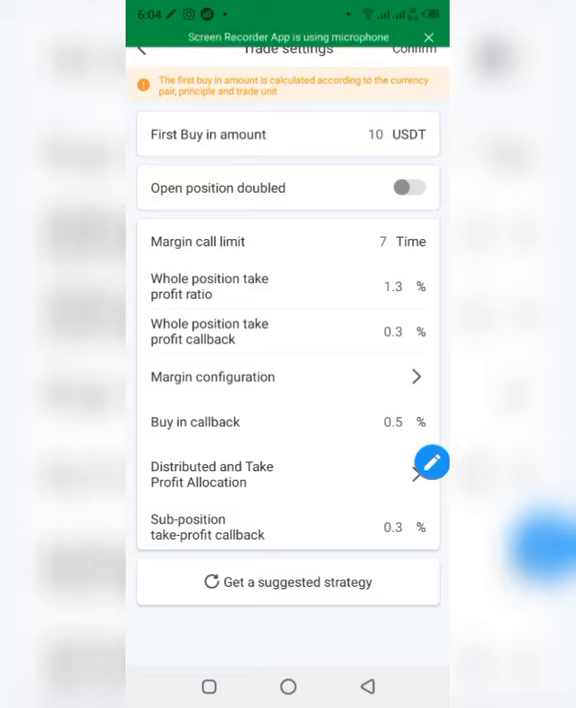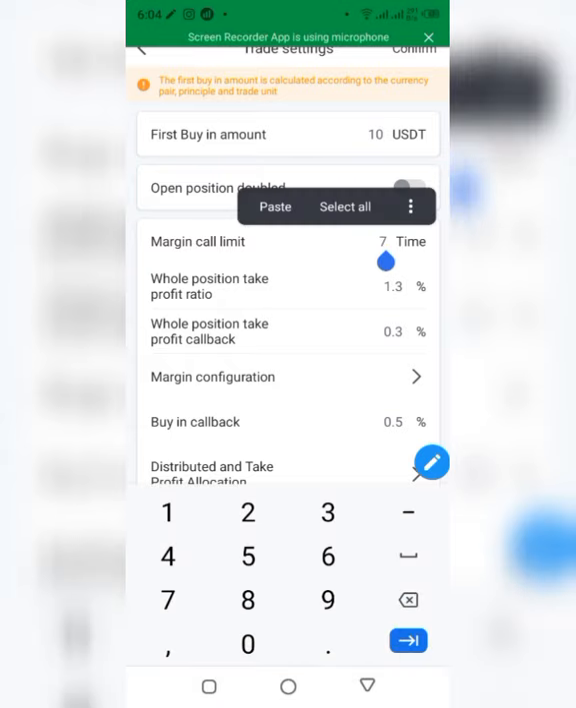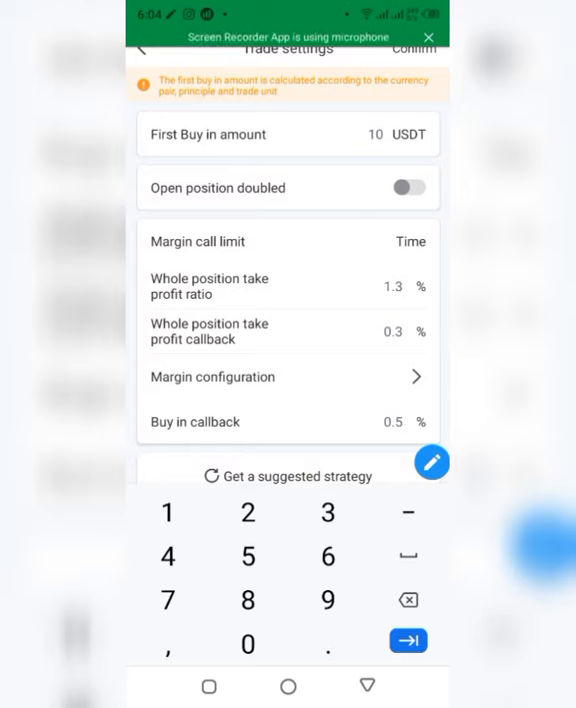So if you select your first buy at 10 USD, your margin call limit, I'm giving you strictly most of the settings I use for the daily signals I give in my group. Okay, always set it at 1. Let me tell you why. If you want to buy the dip, it will only buy 1 dip for you.